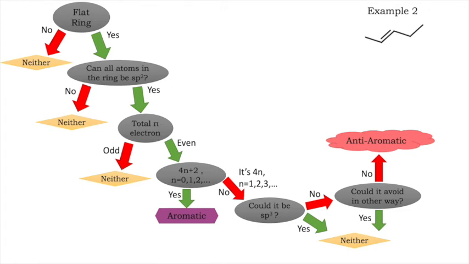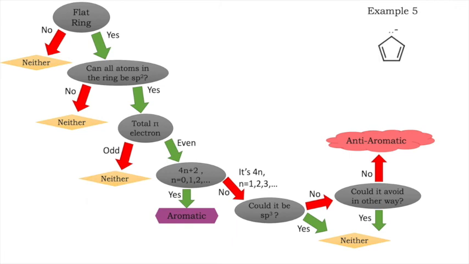Now another one. Is it a flat ring? No. That one's not a ring at all. So neither. What about this guy here? Can it be a flat ring? Sure. Can all the atoms in the ring be sp2? No, those are sp3. Neither. What about this guy? Can it be a flat ring? Yes. Can all atoms in the ring be sp2? That's in a p orbital. It is sp2. What's the total electron count? 5 pi electrons. So is it odd? Yeah, it's going to be neither.